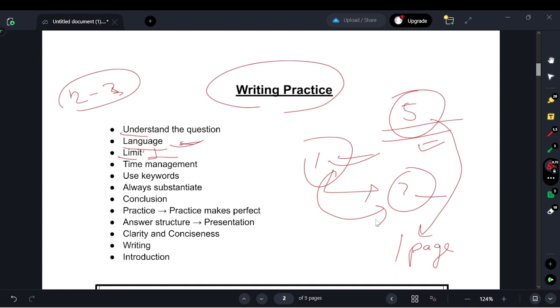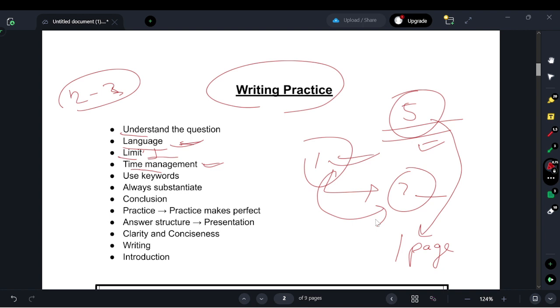Time management is very important. I will talk about time management in detail, how you can manage your time in writing, not in this class. All of you have studied your masters and have enough knowledge, but what you have to understand is how to present that on the sheet of paper.